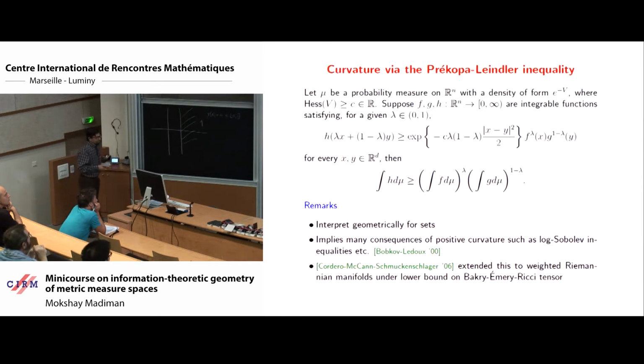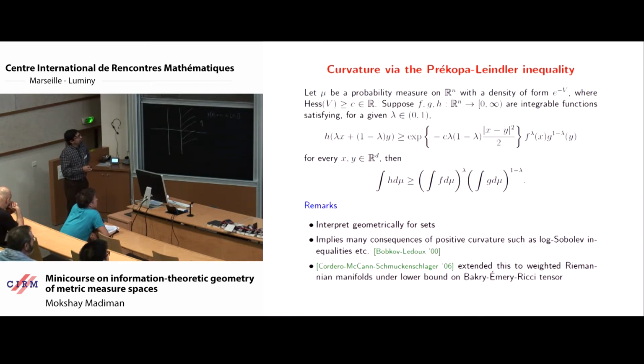Actually the Prékopa-Leindler inequality also gives us a way to measure curvature. Why is that? Suppose mu is a probability measure on R^n, which is not just log concave, but stronger than log concave. So the density is of the form e to the minus u, with the Hessian of u greater than or equal to some constant.